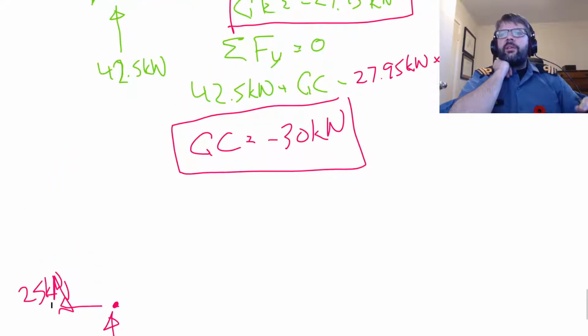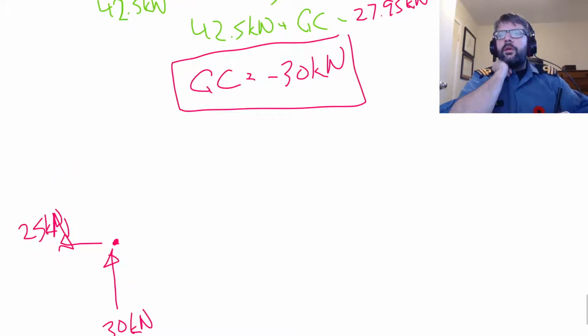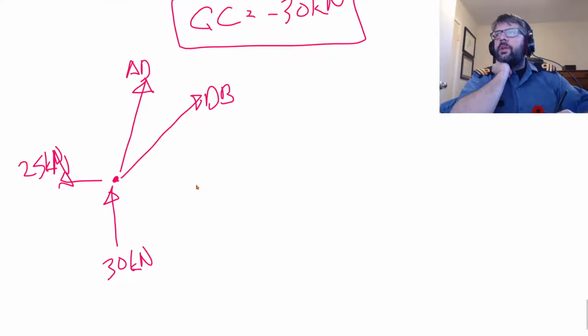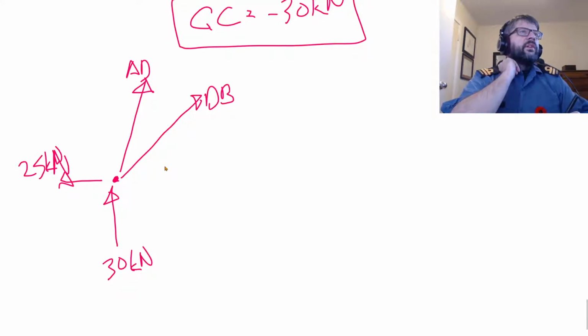And then we're going to have AD, and we're going to have DB. That's a bit too steep. It's a 45-degree angle. DB. Okay, so we have two unknowns here, and we've got two equations we can use to solve for them: the sum of the forces in x and the sum of the forces in y. So that's solvable.